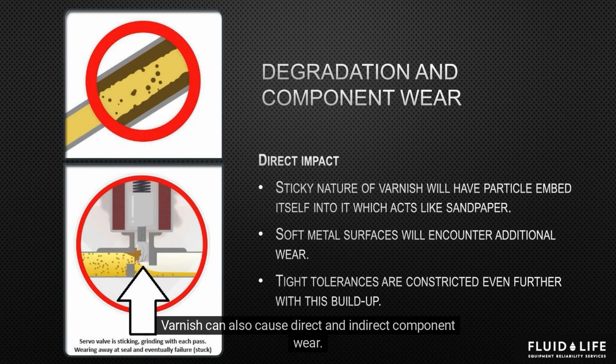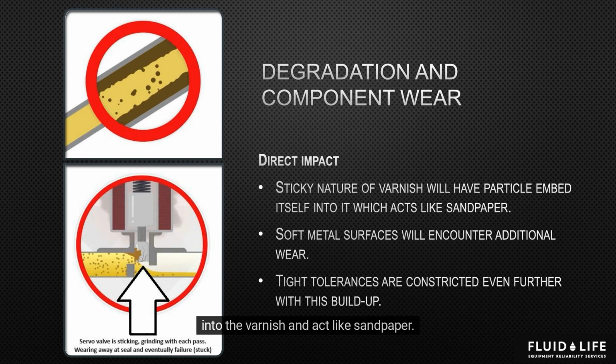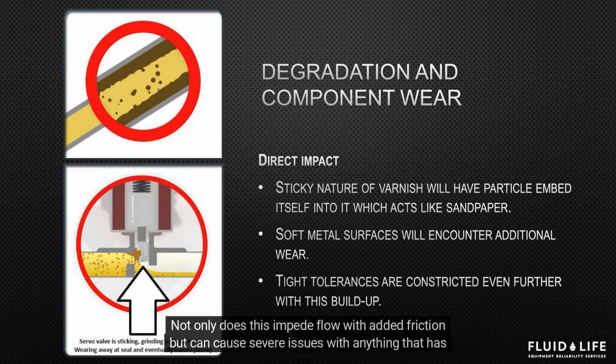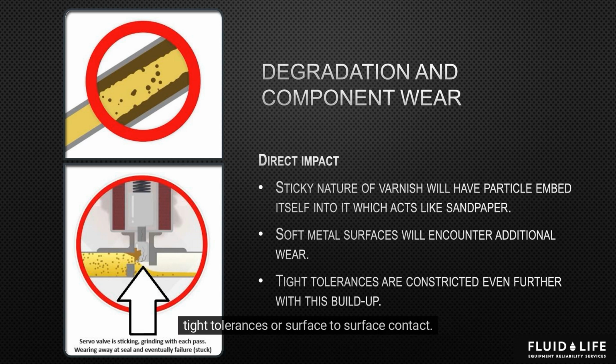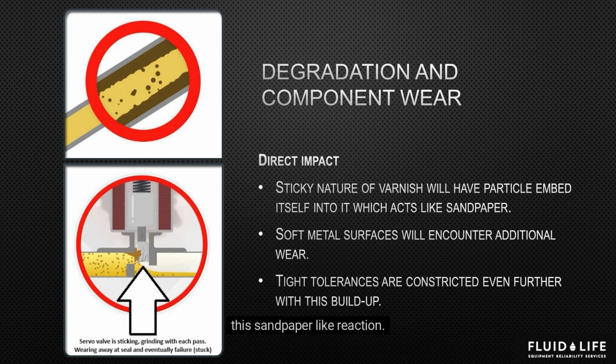Varnish can also cause direct and indirect component wear. Because varnish is a sticky substance, a direct impact of varnish occurs when particles embed themselves into the varnish and act like sandpaper. Not only does this impede flow with added friction, but it can cause severe issues with anything that has tight tolerances or surface-to-surface contact. Servos, valves, actuators, pumps, and gear teeth, for example, would encounter additional wear from this sandpaper-like reaction.